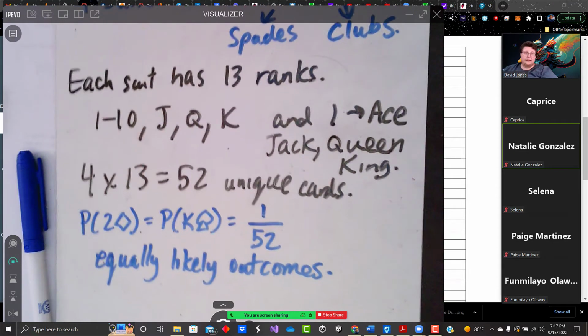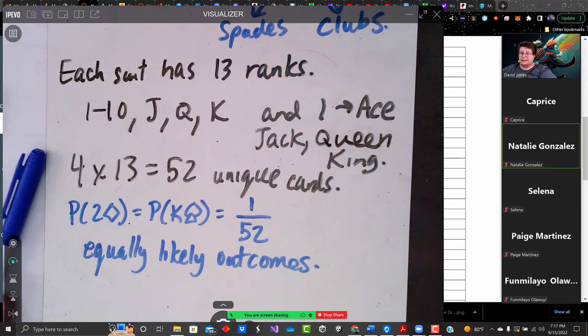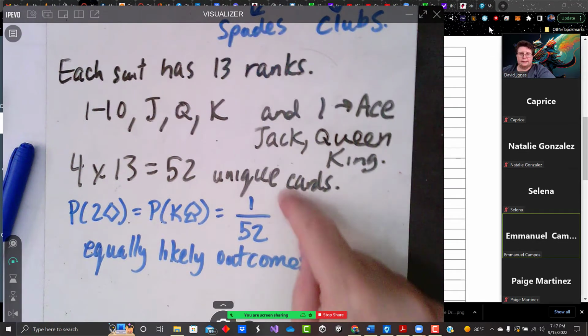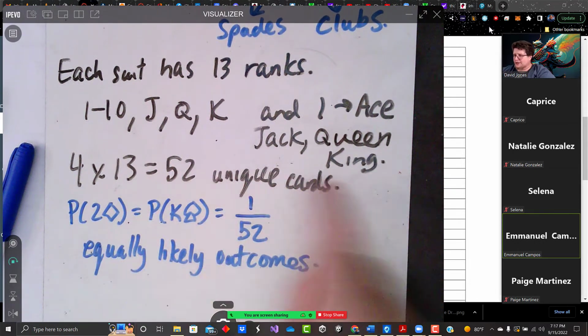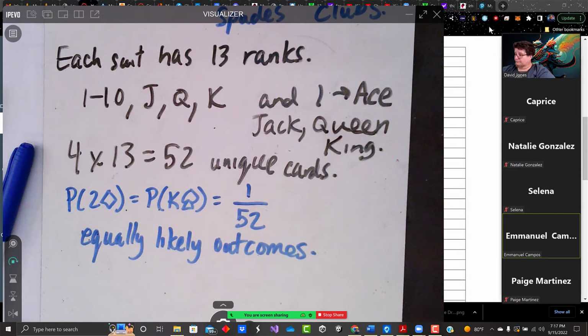That's the classical method. There's another method called the empirical method or experimental method. And when you guys are done writing this, I will show you. So the classical method, like the 1 over 52, equally likely outcomes? I was just using the 4 times 13 to show how many cards there are in a deck of cards. Oh, okay.